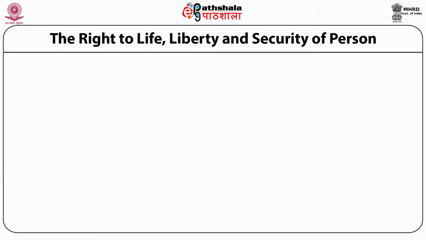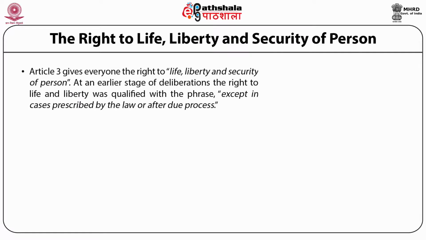Let's now come to Article 3 and the deliberations on Article 3, the right to life, liberty and security of person. Article 3 gives everyone the right to life, liberty and security of person. At an earlier stage of deliberations, the right to life and liberty was qualified with the phrase, except in cases prescribed by the law or after due process.